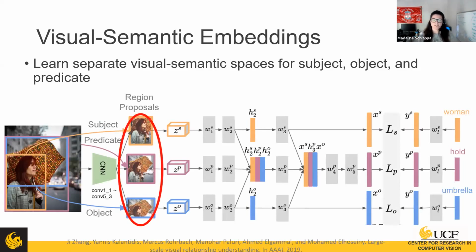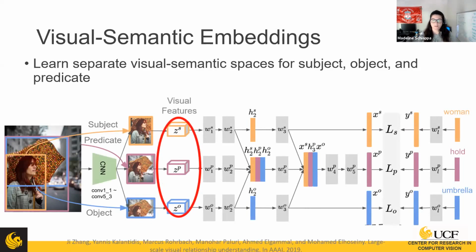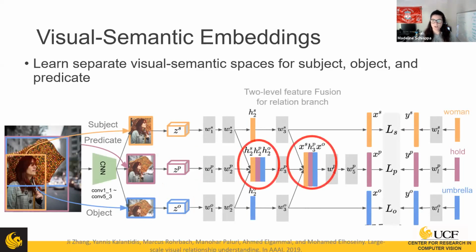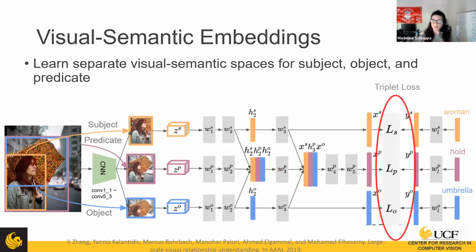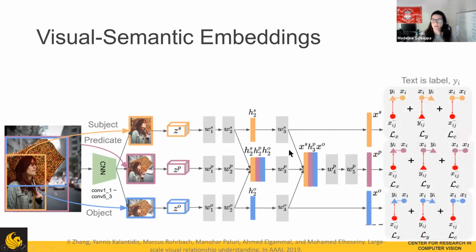They first generate separate region proposals for each, and then generate visual features for each. But they then use a two-level feature fusion for the relationship branch, so the predicate, using the features of the subject and object. So kind of looking at the interaction between the subject and object. They use a triplet loss function for their learning, but what they do here is while they're embedding this visual space, they're also embedding the text into a text space and using that as the labeling for these visual features.